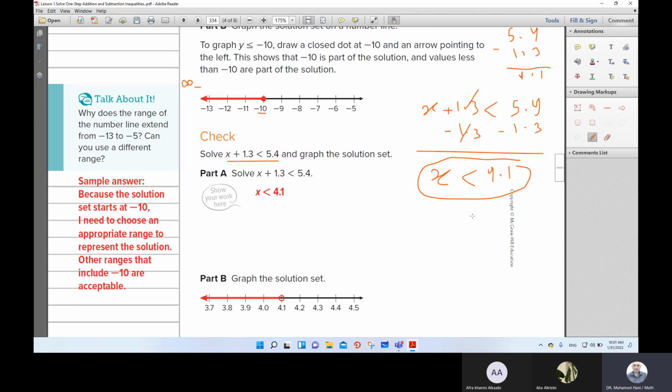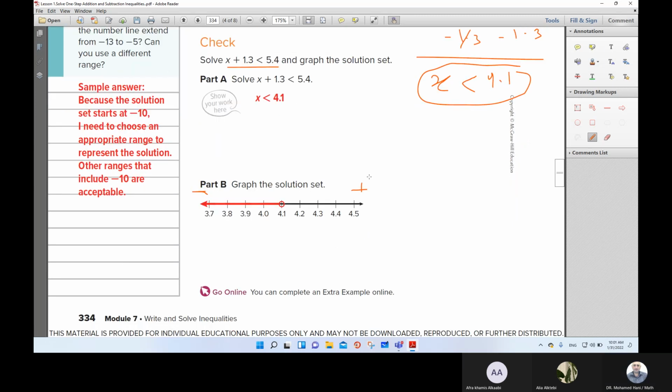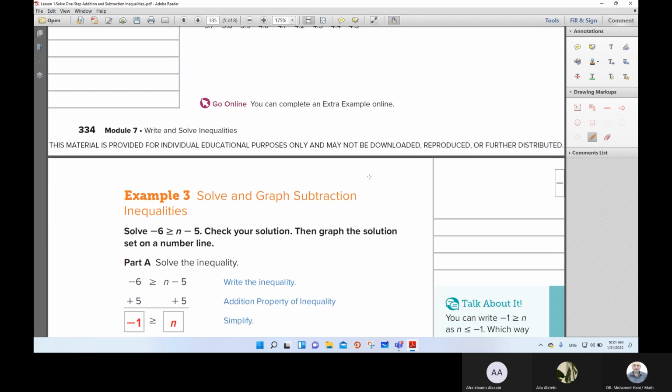When you want to graph, you can draw the number line, then represent here 4.1 on the number line. As you see here, we don't have equal in the sign, which means draw an open circle. Then the values of x less than 4.1 mean from 4.1 and before 4.1, the direction toward the negative side. Okay? What's the meaning of an open circle?